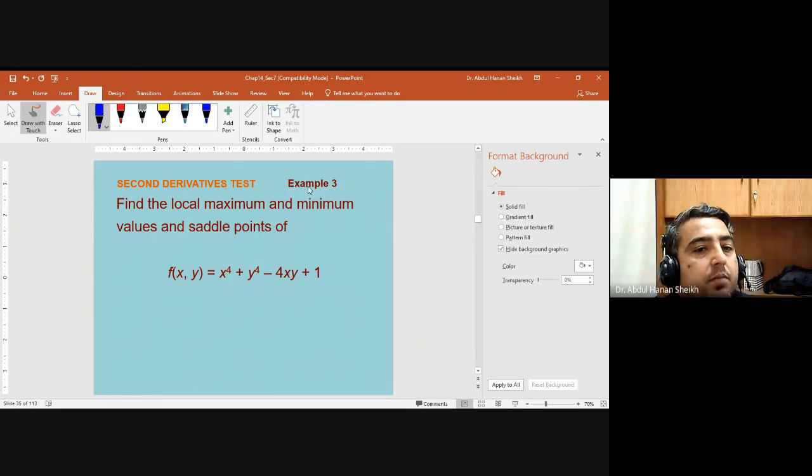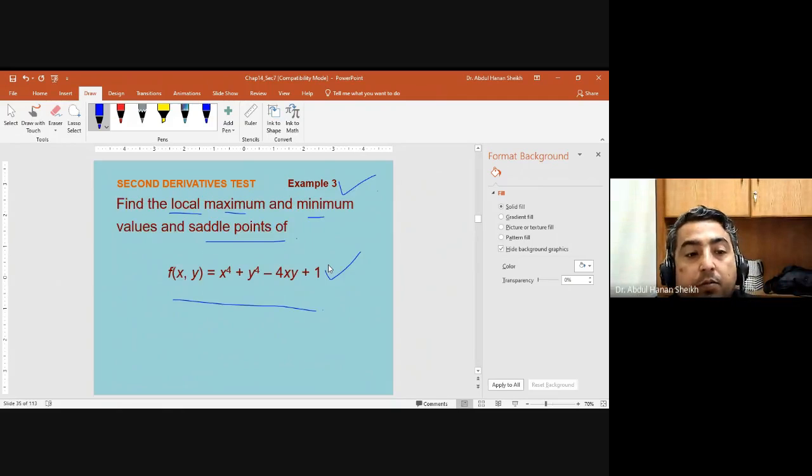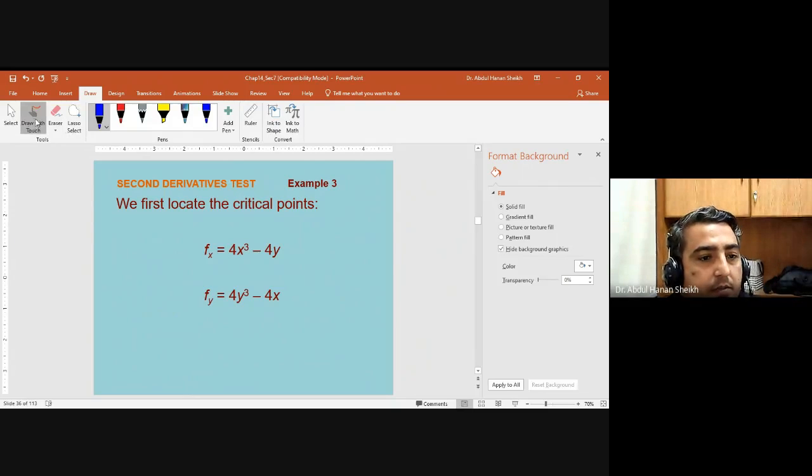Now this example: find the local maximum, minimum, and saddle points. We have to check which points the function has, so it depends upon the nature of the function. First of all, we need to find the critical points. The first derivative with respect to x: x to the power 4 gives 4x cubed. The derivative of the y term is 0, then minus 4xy, whose derivative with respect to x is minus 4y. Similarly f_y is this. Now we equate these equations to 0 and get the values of x and y if possible.